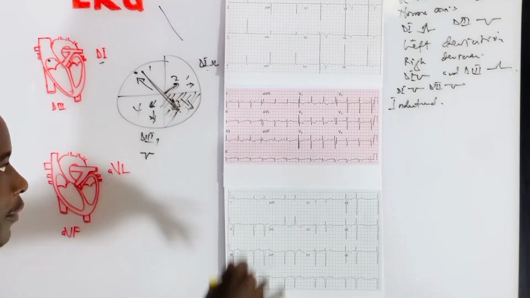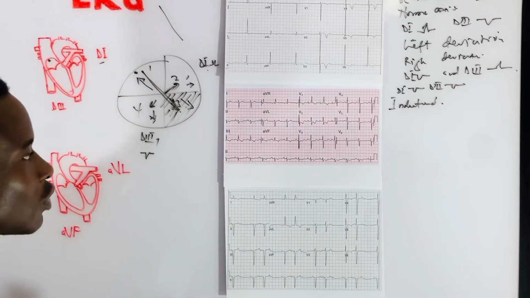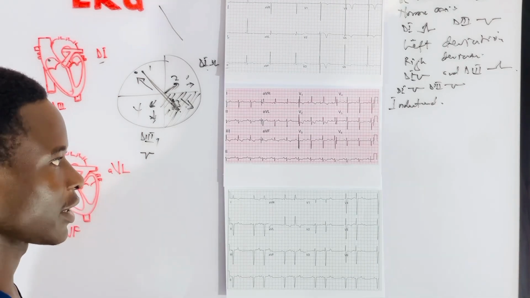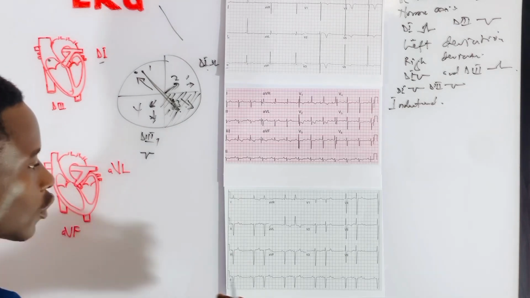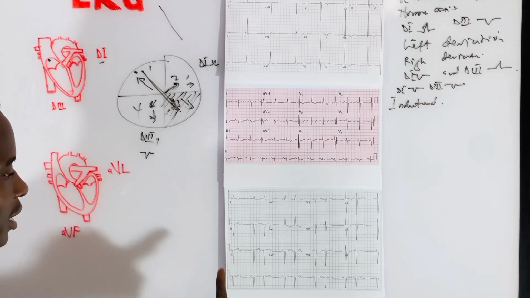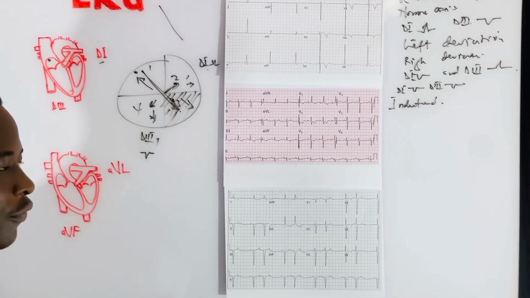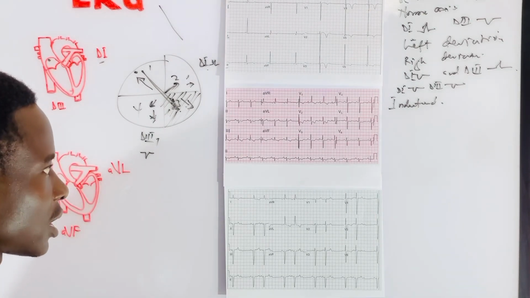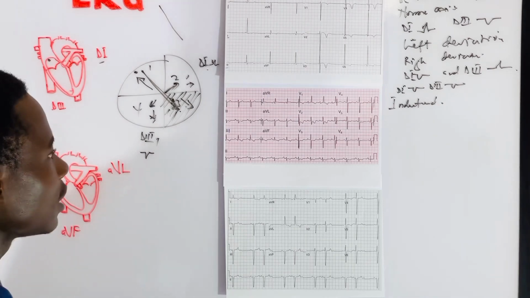So we take the graph and want to identify what? The deviation of the electrical vector or the axis. Talking of what? Comparing the D1 to the D3. If both are positive, you say it's what? It's normal. Do you understand? Now, let's look at something here.